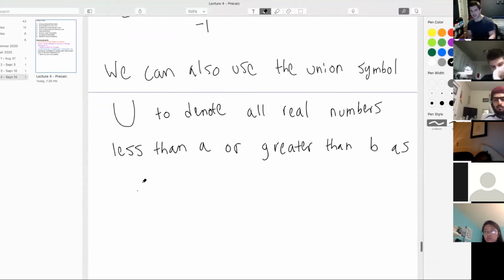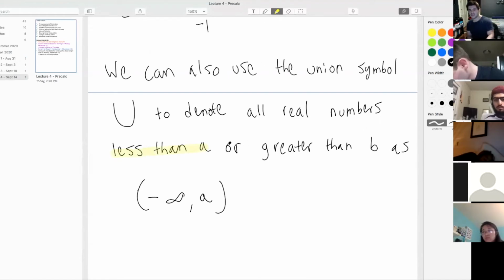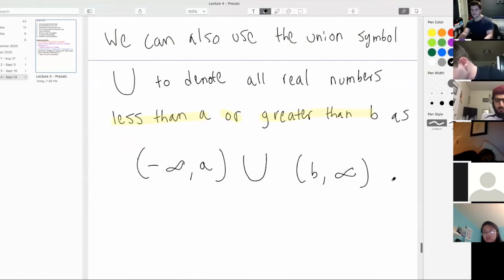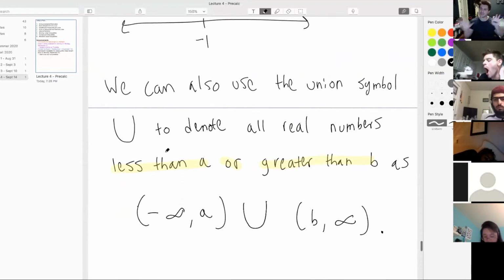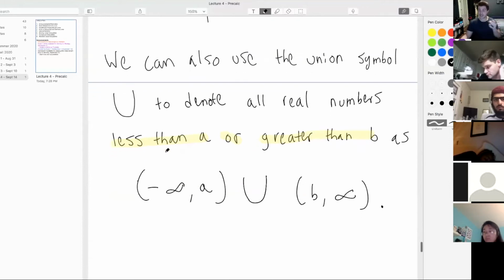So it would just look like -infinity, comma A. Okay, that's the first part. That's all real numbers less than A. And now I use the union symbol for or. So there's my union symbol. And now the last thing to do is put greater than B. And to do that, you just put parentheses B, comma, infinity. Okay, so the union symbol is useful for when our intervals here aren't connected, if we want to put two disjointed intervals.